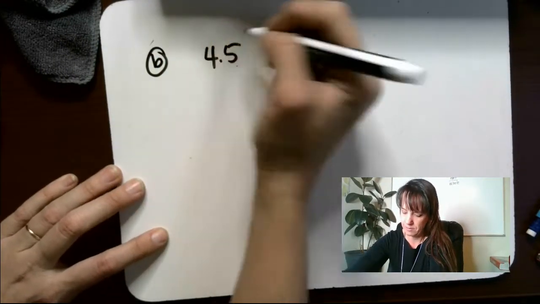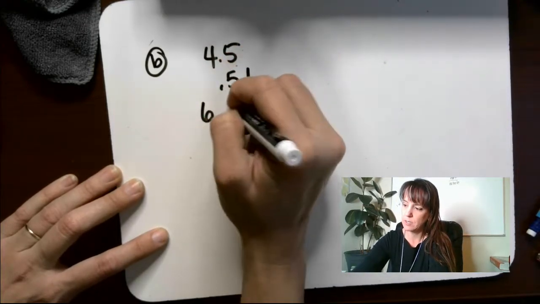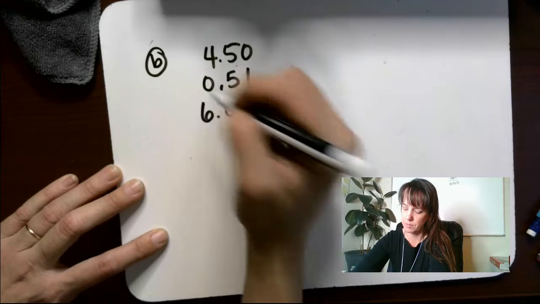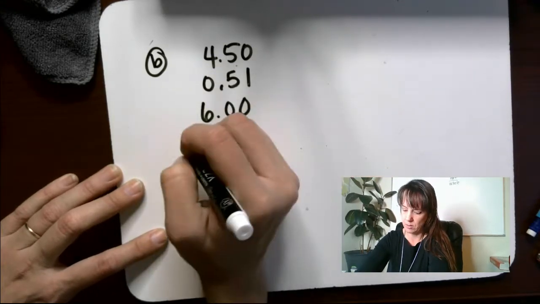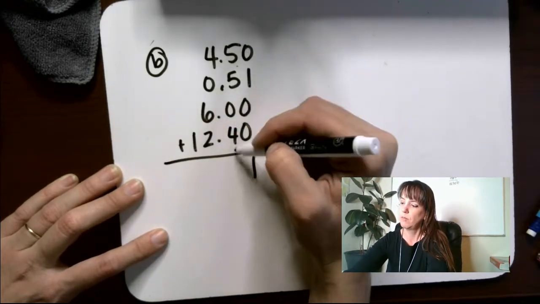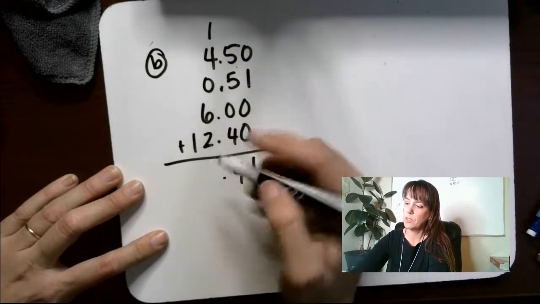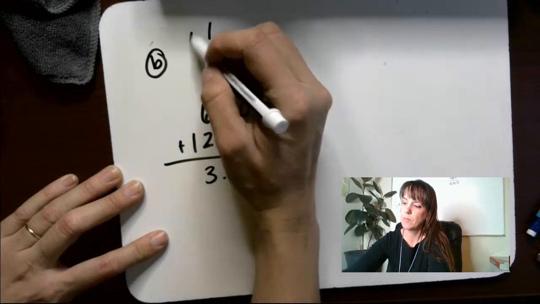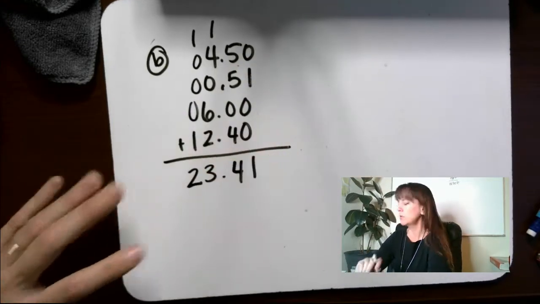Let's look at B. 4.5, 0.51, 6.00. I'm throwing some zeros in here just to make things easier. And then 12.40. We are adding all these guys up. We get 1, 14. Bring down our decimal. 12, 13. Carry the 1. And then remember, these are all zeros here, right? 1 and 1 is 2. So 23.41.